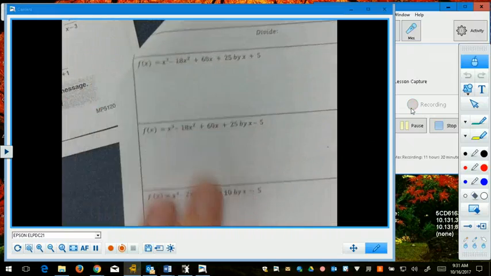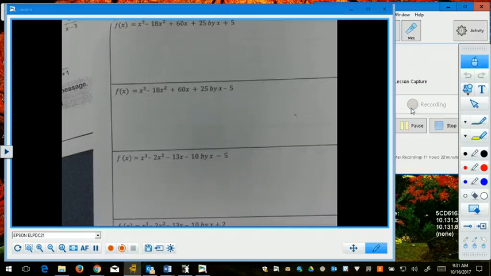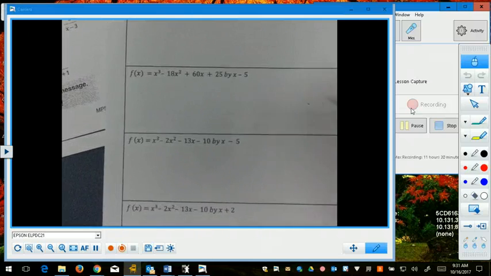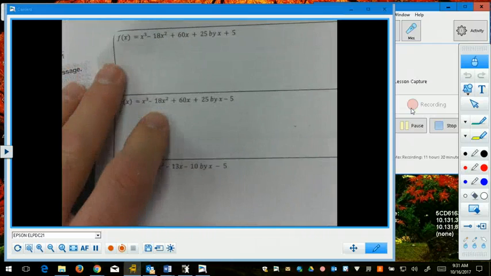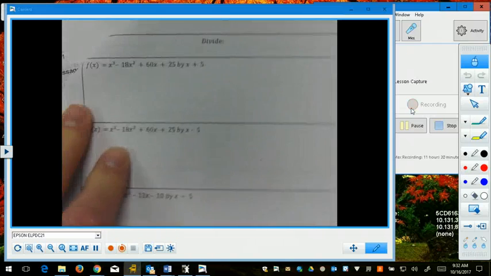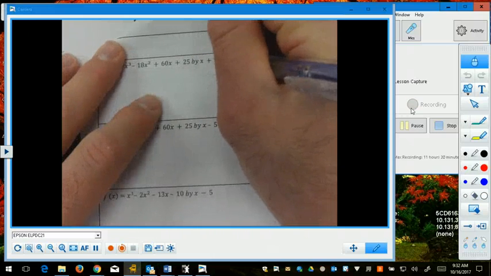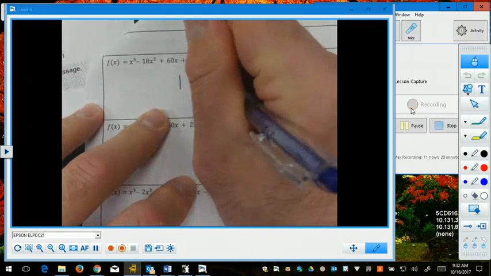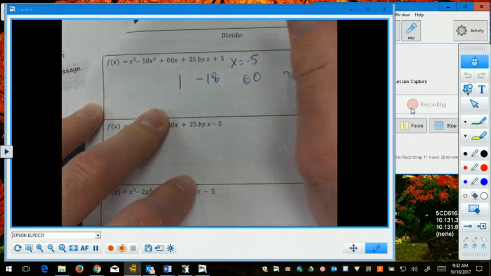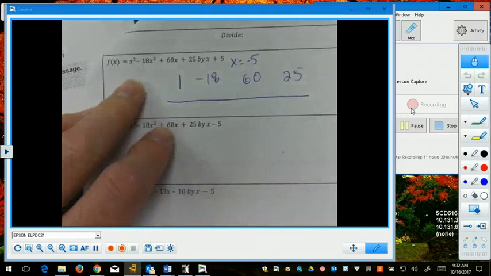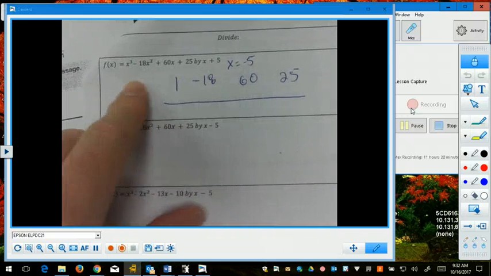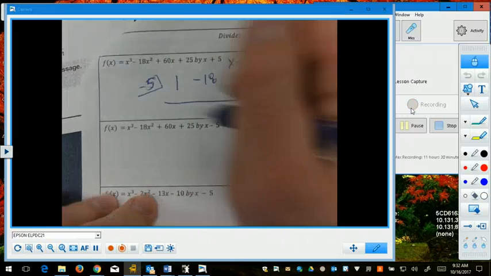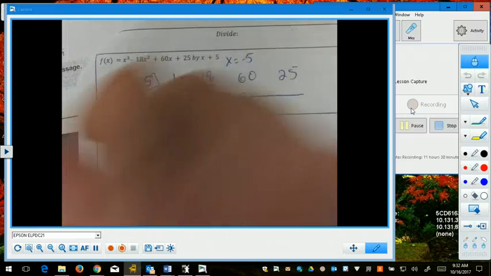So we have some of these on the back. I'll do the first one with you and ask you to, at your table, divvy up and do like 2 or 3 each. Our first one, we're supposed to divide and write the remainder over here. So this one has x equals -5. So I have 1, -18, 60, 25. By the way, what if I were missing one of those terms? What do I need to put in? 0. Some of you saw that on the worksheet. Okay, so this is -5.